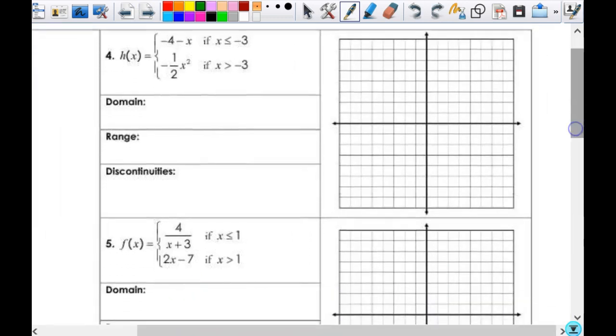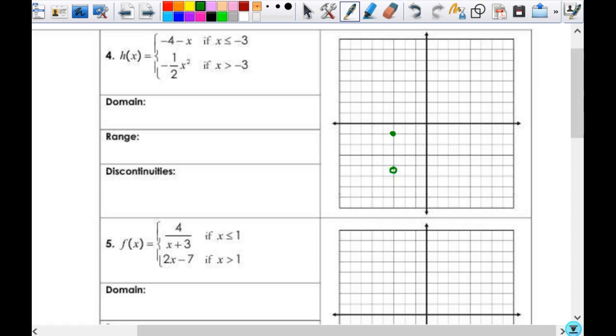All righty. So I've got 2 pieces again. I'm going to substitute in this negative 3. So negative 4 minus a negative 3 is negative 1. So negative 3, negative 1. Open or closed? Closed. Good. Then I'm going to substitute the negative 3 into here. So negative 3 squared is 9 times negative 1/2 is negative 9/2, but to find it on here, think of it as negative 4.5, or negative 4.5 is fine. So go to negative 3 and then negative 1, 2, 3, 4.5. Open or closed? Open. Okay.